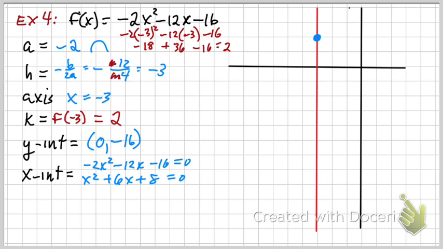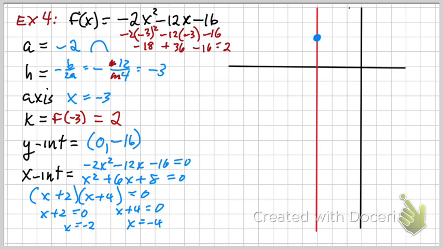I can do that because I've got it set to 0. When I factor that, what am I going to get? X plus 2, x plus 4. If you don't see that, you could use the AC method. Okay, there's 2 more points. So my intercepts are at negative 2, negative 4. Let's try and get 2 more here.